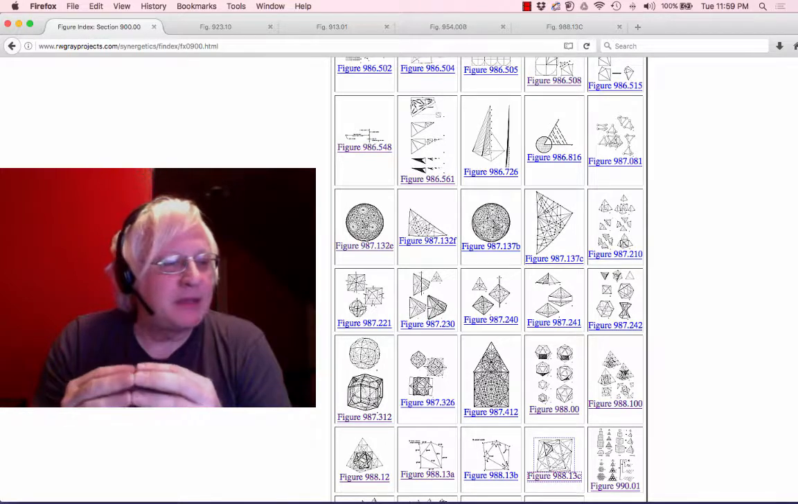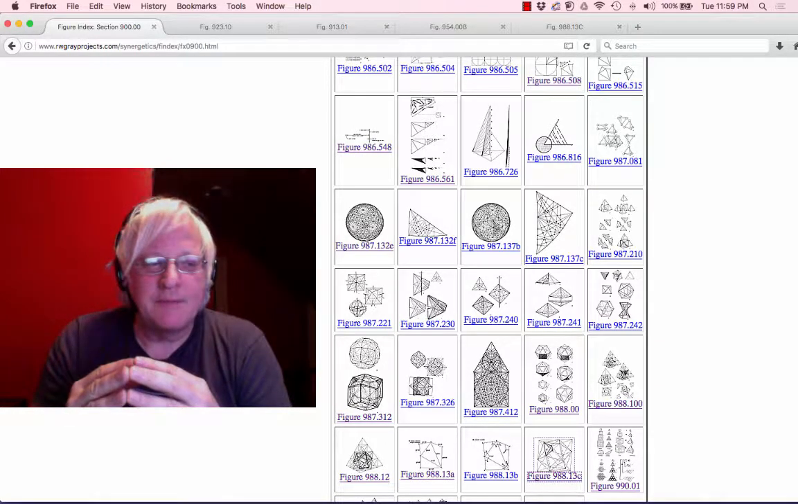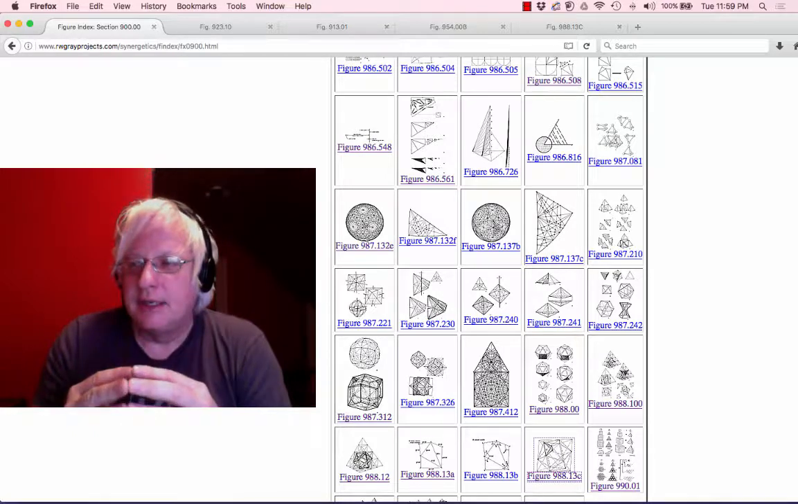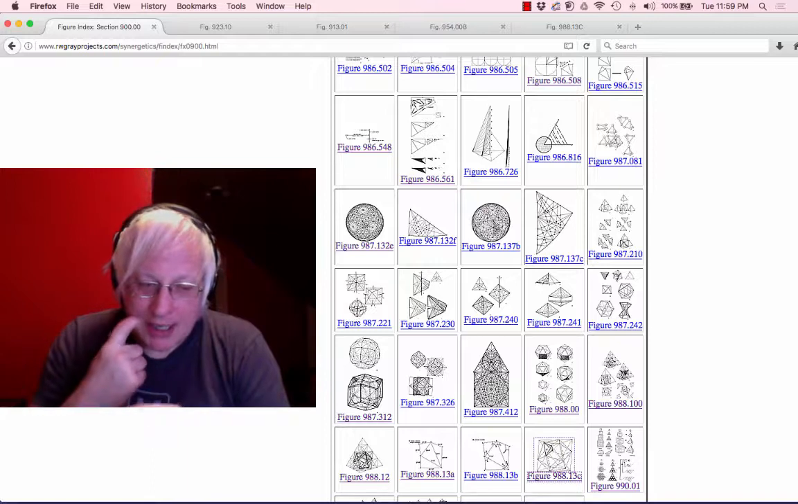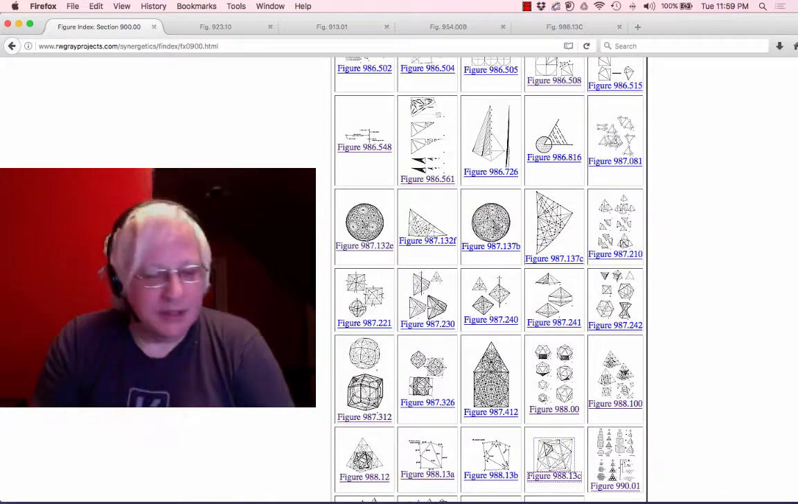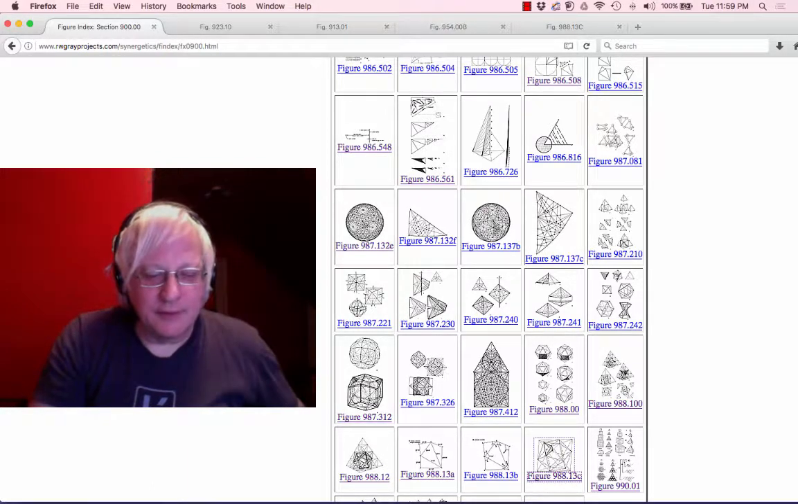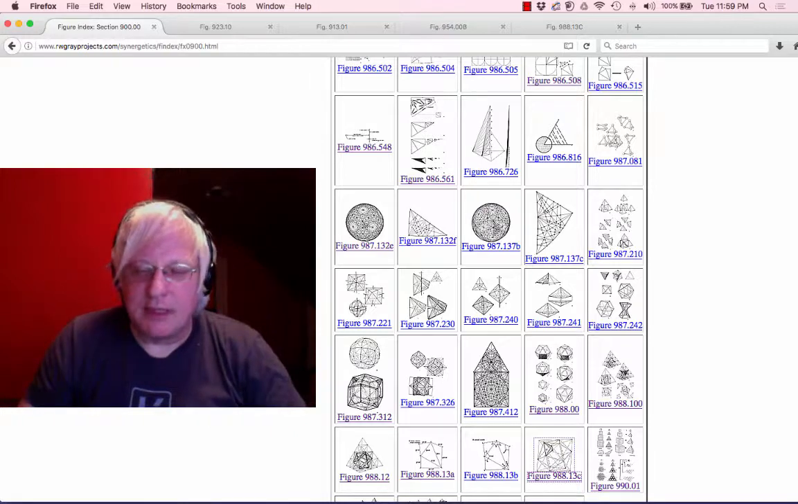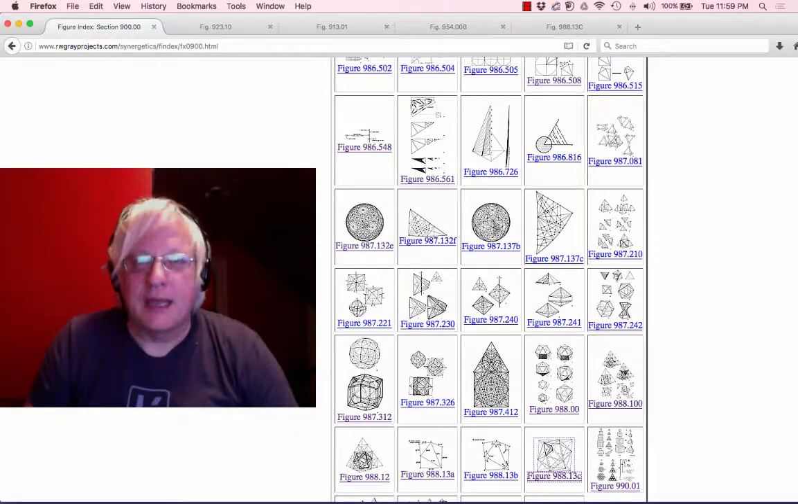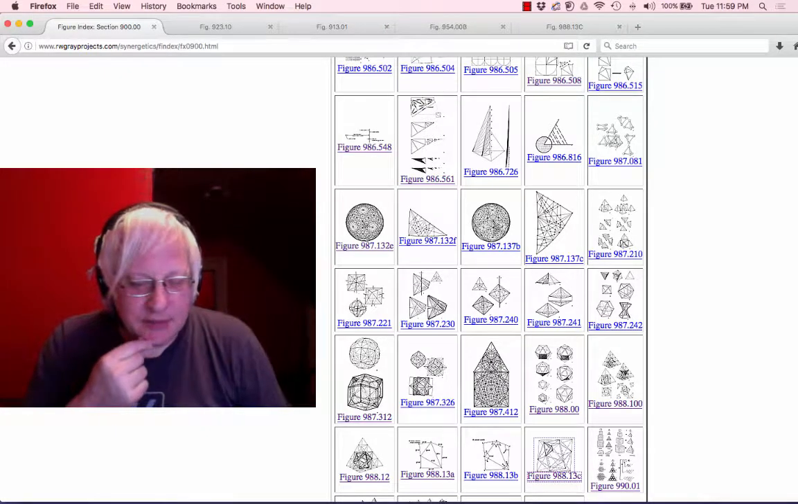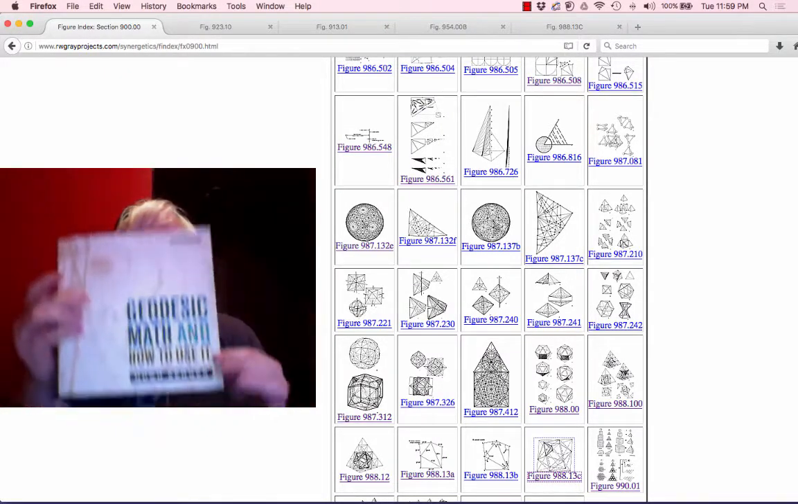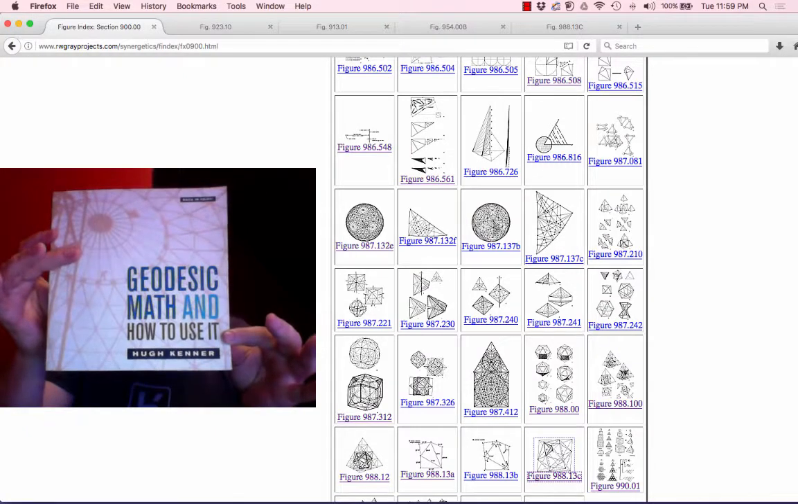And what you may have felt missing, if you've watched most of those videos, is that I haven't really gotten into the geodesic dome all that much. And yet that's what people stereotypically associate Fuller with, because when he really came to fame, people started to know who he was in connection with books like this, Geodesic Math and How to Use It.